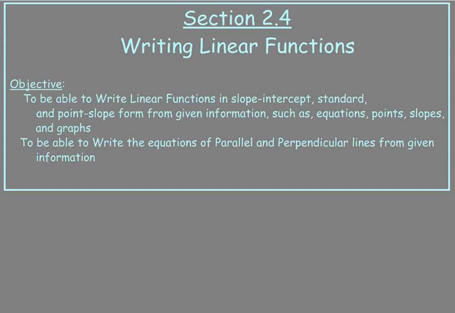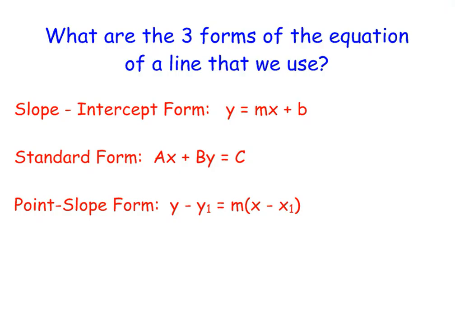Today we're looking at section 2.4, writing linear functions. Our objectives are to be able to write linear functions in slope-intercept, standard, and point-slope form when given information such as equations, points, slopes, and graphs, and to be able to write the equations of parallel and perpendicular lines when given information. We talked about three forms for the equation of a line: slope-intercept form, standard form, and point-slope form. We're going to be working with all three of these today.